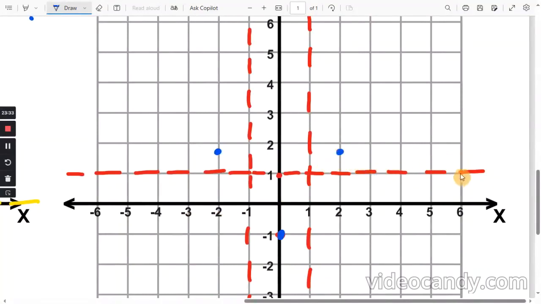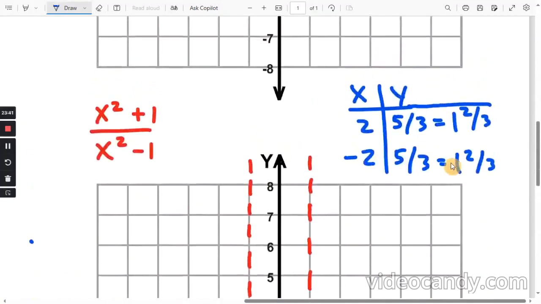Let's plot x equals 6. I'm pretty sure it's just going to approach the asymptote right there. All right, this is a little messy. At x equals 6, 36 plus 1, that's 37. 36 minus 1, that's 35. 37 over 35, it's approximately 1.